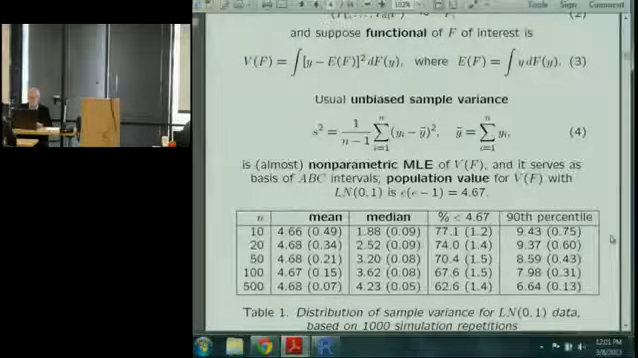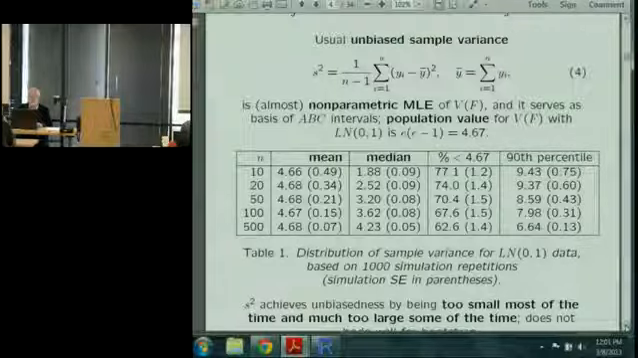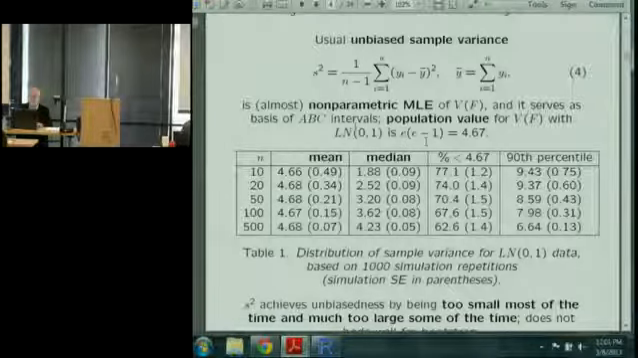Okay, so let's see how things went. First of all, let's look at how the sample variance behaves. The right answer with the standard log normal distribution for the population variance turns out to be e times (e minus 1), which is about 4.67.